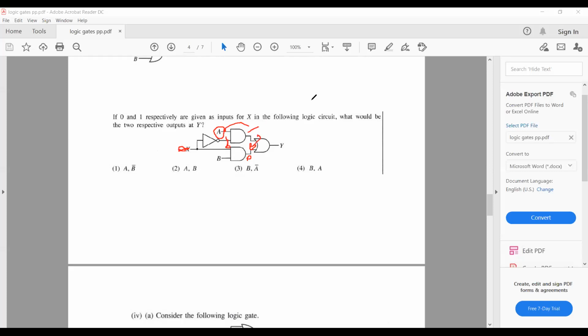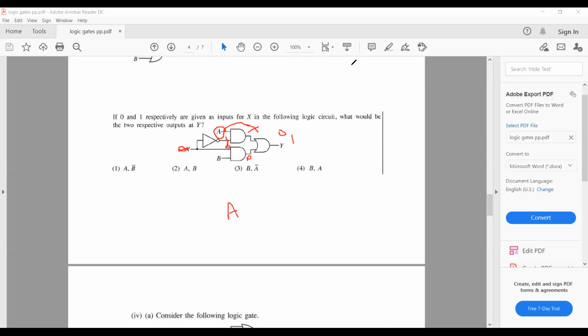But the other way around, that means from the A, if you get 0, your output will be 0. If you get 1, your output will be 1. That means this output depends on A. So if you give 0, your output will be A, right?